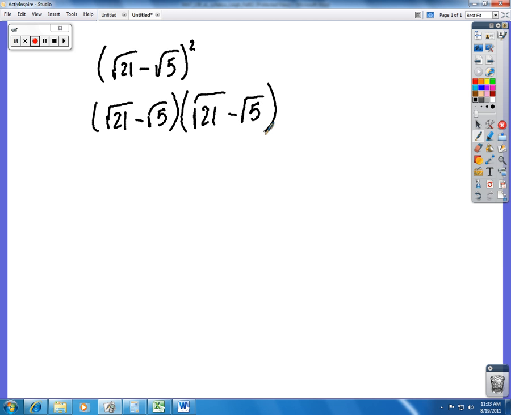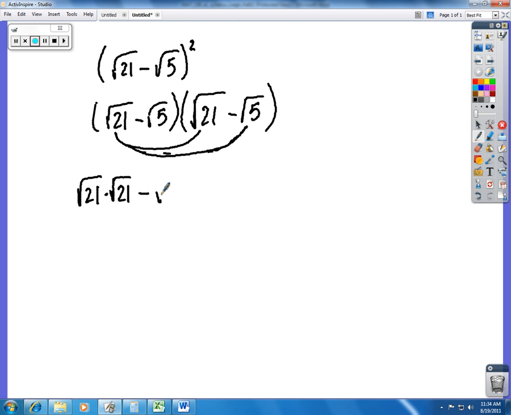Okay, so now we're going to do this multiplication. I like thinking of FOIL when I do these. And again, FOIL is first, outer, inner, last. So our first two terms are these. So I'm going to have the square root of 21 times the square root of 21. And then we're going to have outer, so it's this square root of 21 times that negative square root of 5.